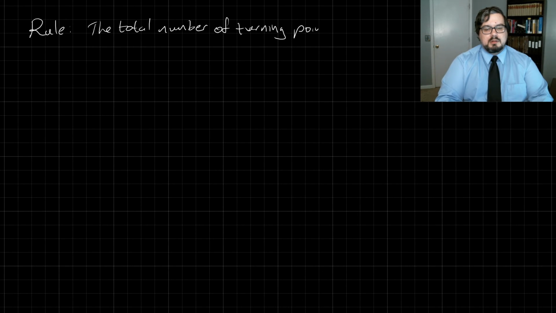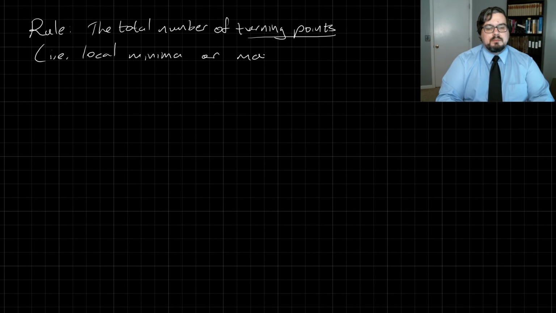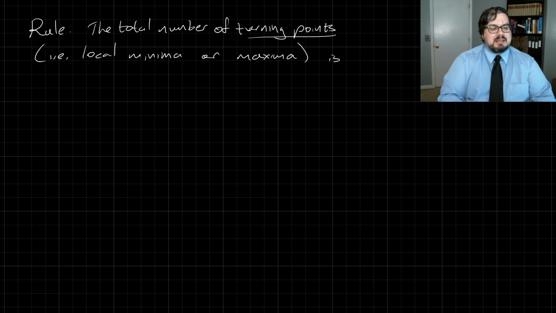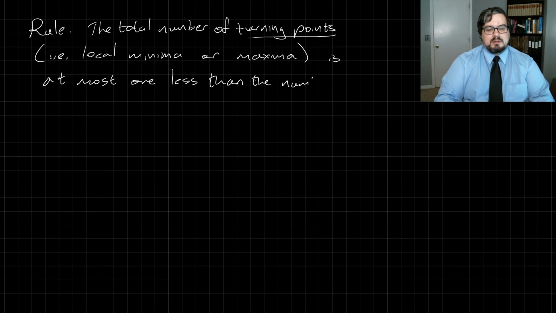So we have the following rule. The total number of turning points, or in other words, local minima or maxima, places where the function turns from being increasing to decreasing or vice versa, is at most 1 less than the degree of the polynomial function.